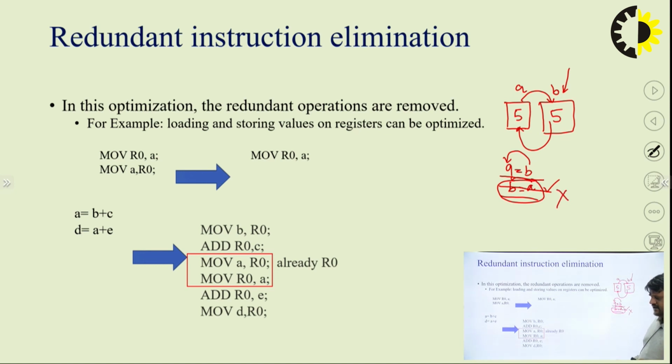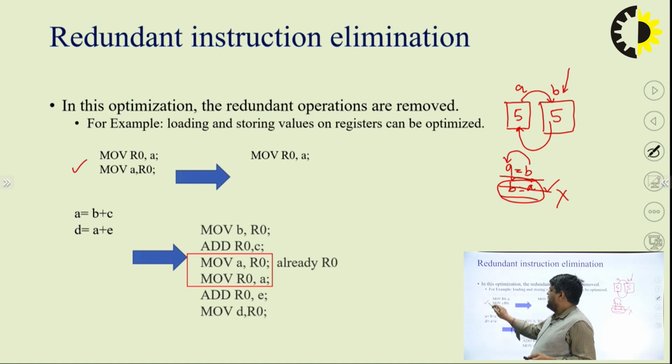This is a higher level example. In assembly code or machine code, because peephole optimization is applied on the target machine code or assembly code, I have taken the example in this manner: MOV R0, A and MOV A, R0.